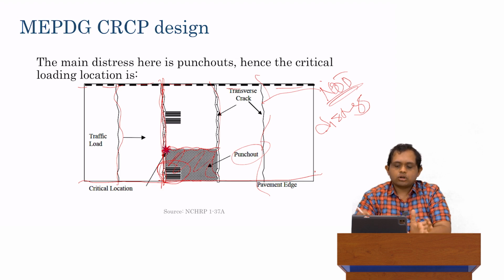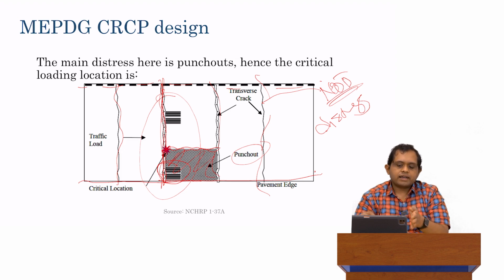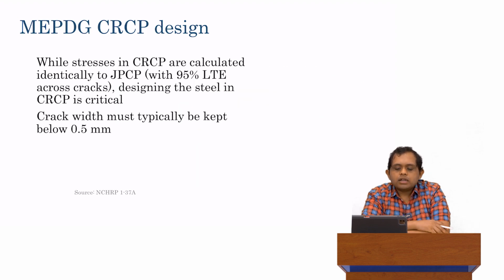So this is basically how we do our MEPDG CRCP design. This is generally what we're looking at. So the load location, that's the most important thing to come out here. The load placement location in this case is as I've shown over here, on a transverse crack. There's no joint. On the transverse crack and exactly next to the pavement edge, that's our critical location.